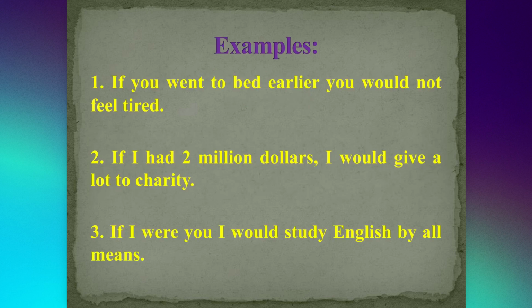Examples. The first is, if you went to bed earlier, you would not feel tired. The second is, if I had $2 million, I would give a lot to charity. The third is, if I were you, I would study English by all means. And you should remember that in the second conditional, in the if clause, after the conjunction if, the verb to be is always in the form of were.